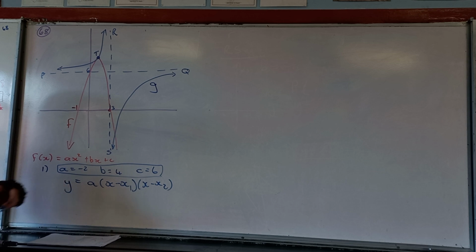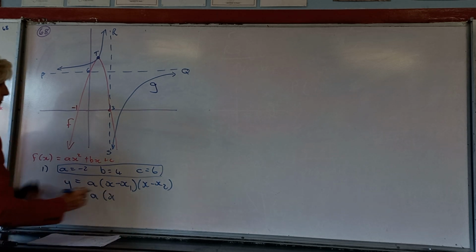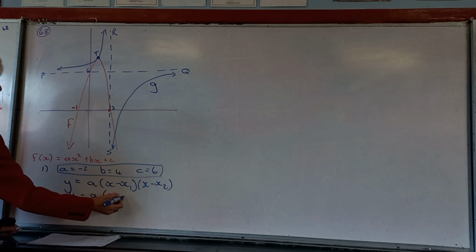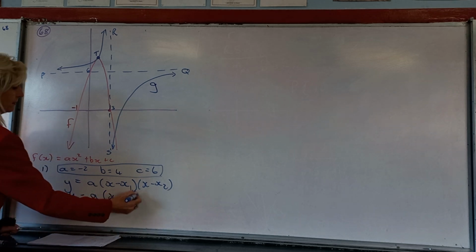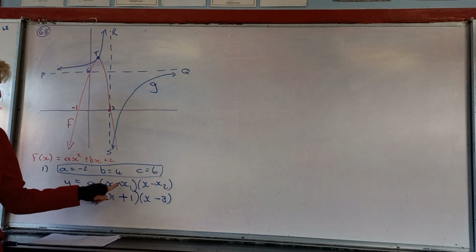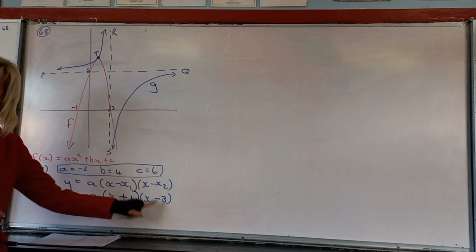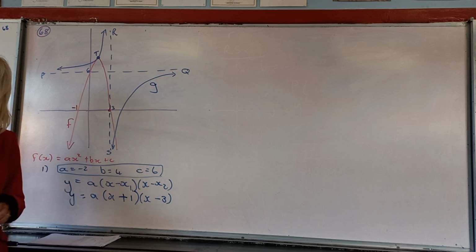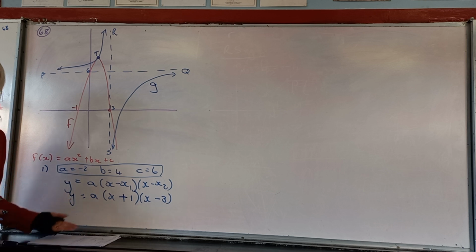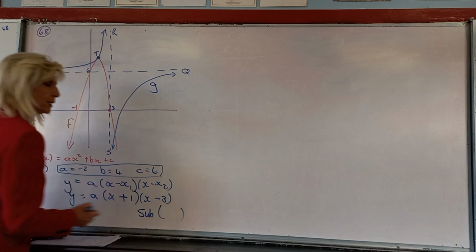Now, substitution with the x-intercepts, you're going to have +1 and -3. Remember, the formula has a negative in there. If there's a +3, this must be a -3. If there's a -1, this must be a +1. What am I short to get the equation? A. If I'm short just one variable, how do I find it? Substitution of a point. Which point?